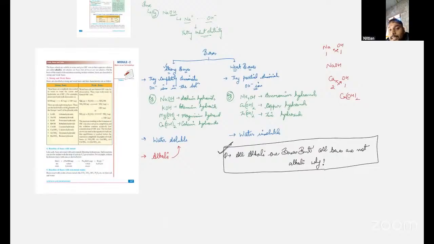Now you guys have to write the answer to the question in your own words. This is the question: all alkali are bases, but all bases are not alkali. Why? Write it down right now.